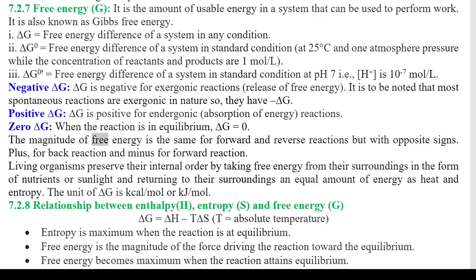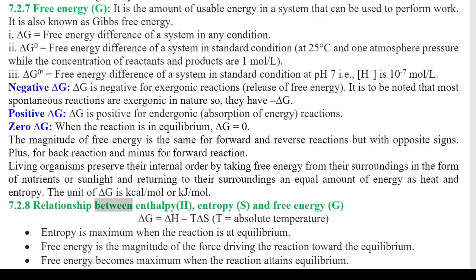The magnitude of free energy is the same for forward and reverse reactions but with opposite signs. Plus for back reaction and minus for forward reaction. Living organisms preserve their internal order by taking free energy from their surroundings in the form of nutrients or sunlight and returning to their surroundings an equal amount of energy as heat and entropy. The unit of G is kcal/mol or kJ/mol.